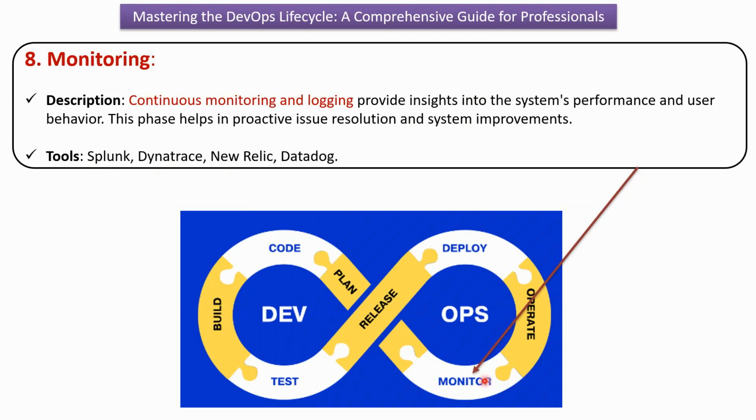Phase 8 is monitoring. Continuous monitoring and logging provide insight into the system's performance and user behavior. This phase helps in proactive issue resolution and system improvements. Tools used are Splunk, Dynatrace, New Relic, and Datadog.